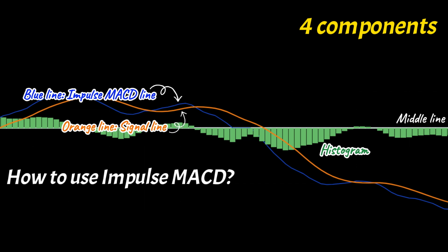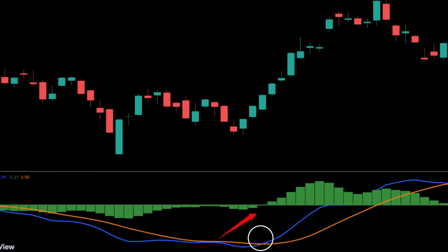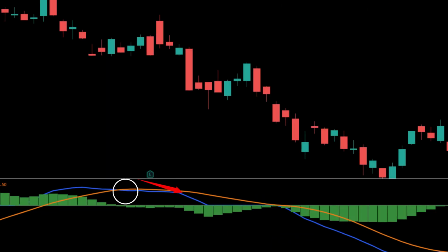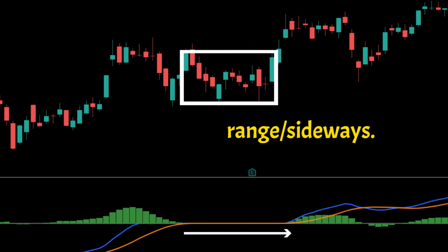Then, how do we use this indicator? Similar to the normal MACD, identify trends by looking at the crossover between the Impulse MACD line and the signal line. If the Impulse MACD line crosses above the signal line, it indicates that the momentum is going upwards. And if the Impulse MACD line crosses below the signal line, it indicates that the momentum is going downwards. However, if the two lines go flat like this, it means the market is in a range or moving sideways, and you should do nothing.